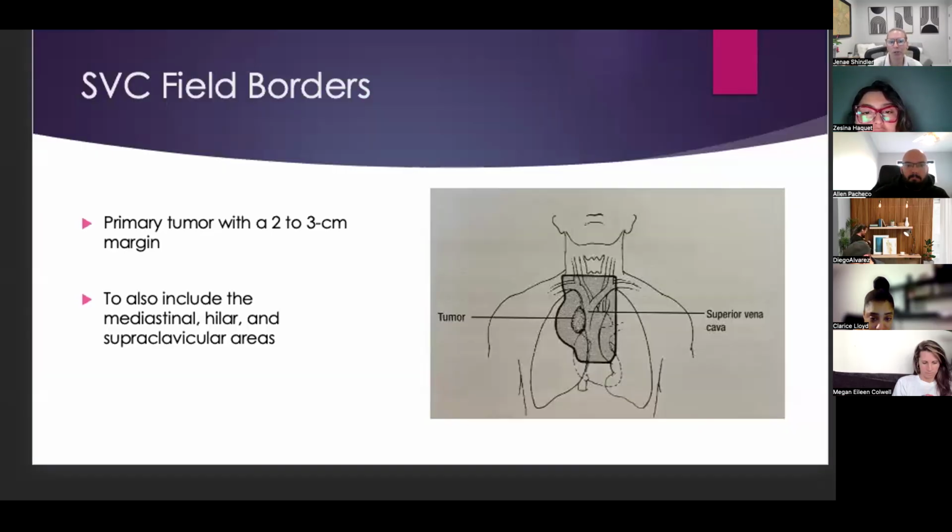You want the primary tumor with a 2 to 3 centimeter margin to also include the mediastinal, hilar, and supraclavicular area. So it's a pretty big square field. It's something on the weekend you just create really quick. You're just shrinking that to make sure this person's able to breathe through the weekend.